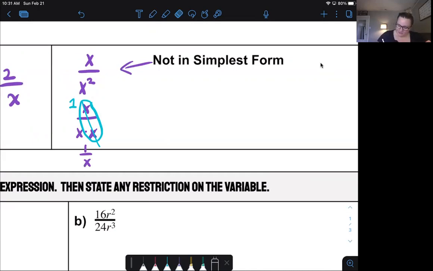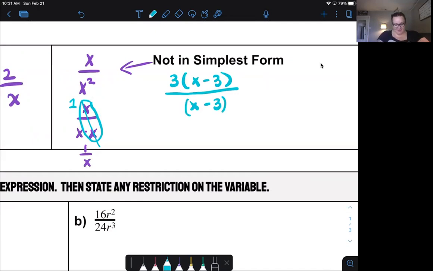Another example would be 3 times x minus 3 all over x minus 3. Well, x minus 3 and x minus 3 are in the numerator and the denominator. X minus 3 divided by itself cancels because x minus 3 divided by x minus 3 is 1. So up top, you just have 3 times 1, which is 3. So 3 times x minus 3 divided by x minus 3 is not in simplest form, but if you did end up reducing it, you would just have 3.